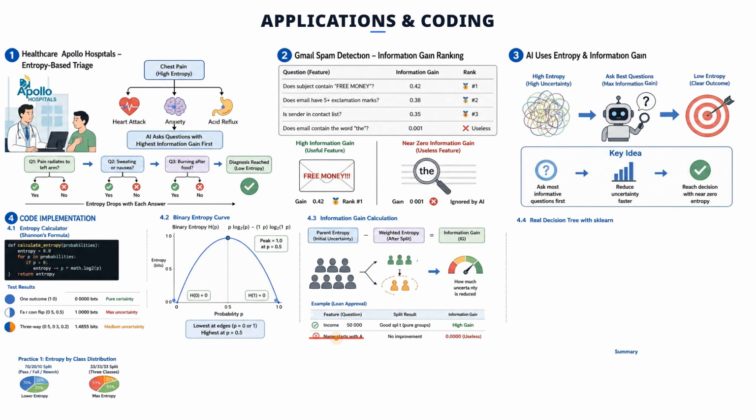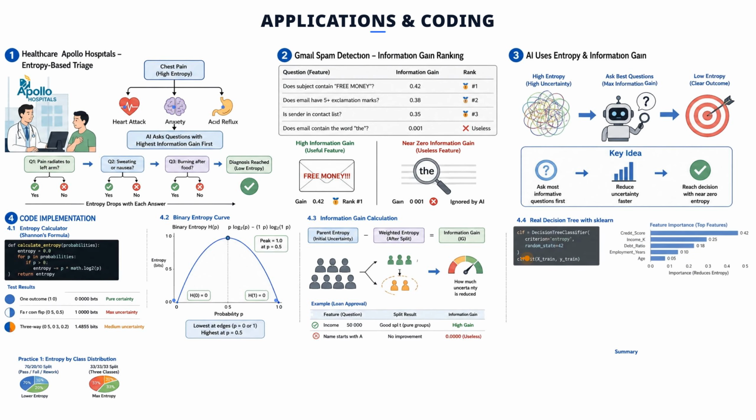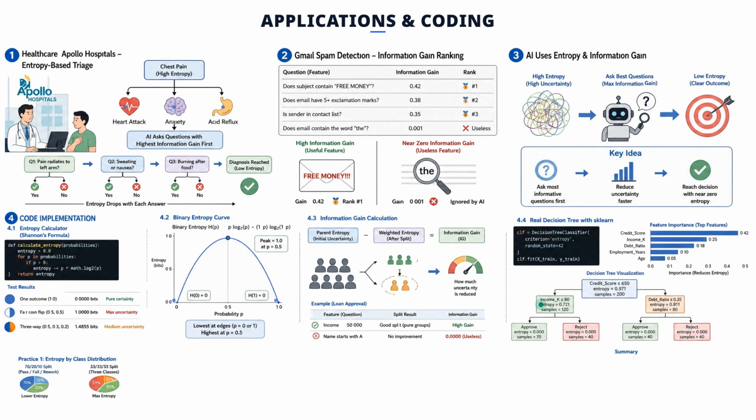The final code snippet shows how to implement this using a real library. We build a decision tree classifier and explicitly set the criteria to entropy. After training, the model outputs a feature importance chart, ranking variables like credit score by how much they reduced entropy. Below that, it generates a visualization of the resulting tree showing the exact entropy values at every branching node.